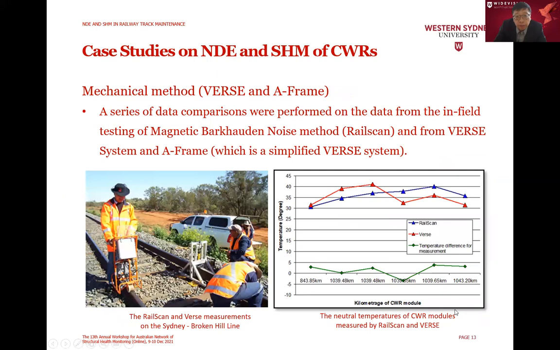And for the mechanical method, we use the Vortok A-frame. The A-frame is simplifying the Vortok system. So here we only talk about this Vortok system measurement, and also compare with the ambient method as we showed before. Here it happened in another place near Sydney, the Broken Hill line, and you can see both measurements are quoted here.